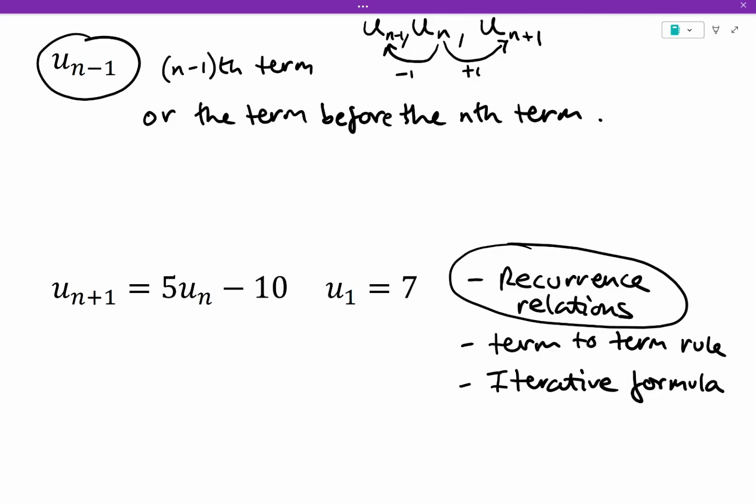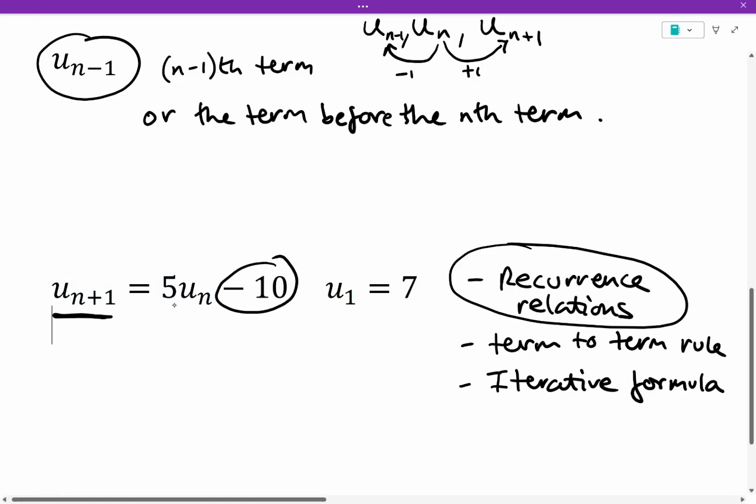Now, if we look here, we have our nth term, and then we have our n plus 1th term, and it's an equation. So this is an equation linking the nth term with the next term along in the sequence. Essentially, this is telling us what you do to any term to get to the next term in the sequence, hence why it might be called a term-to-term rule instead. So in this case, it's saying you can take any term in the sequence, you then multiply by 5 and subtract 10, and then you will get the next term along in the sequence.